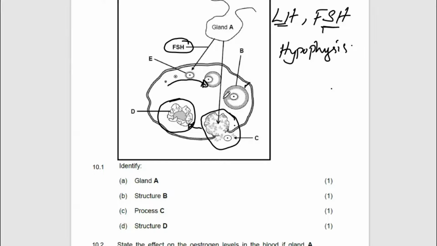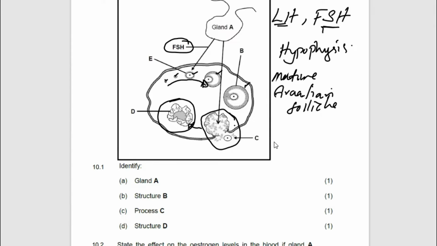Then structure B is here, which is the Graafian follicle. We prefer to say mature, because even this one is a Graafian follicle, even this one is a Graafian follicle, that one is a Graafian follicle. So what is the difference between this and this? The difference is this one is mature, ready to produce the ovum. So it is a mature Graafian follicle.